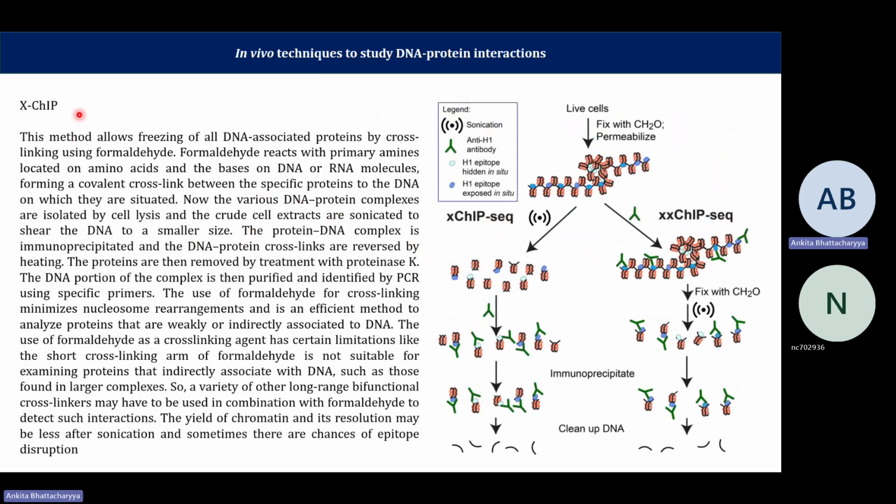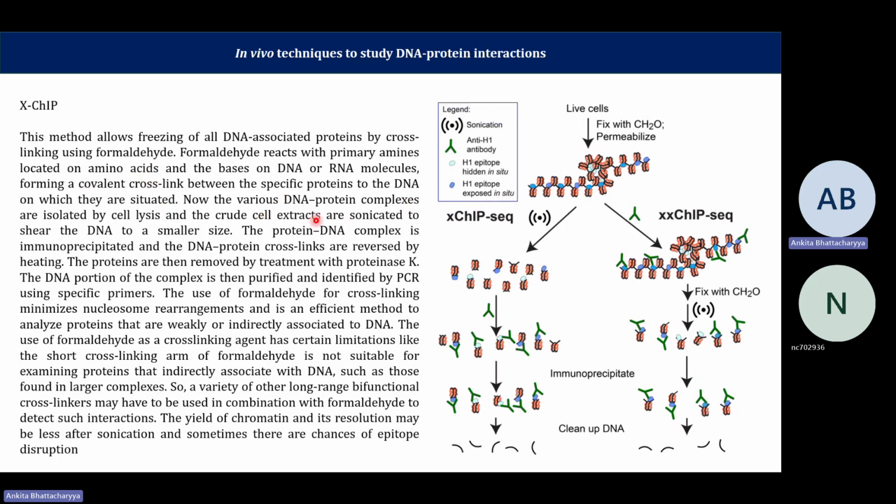We talked about X. We were just starting to talk about X-ChIP, which is a sort of subtype of chromatin immunoprecipitation. So this allows us to freeze all the DNA-associated proteins by cross-linking using formaldehyde. Formaldehyde, like I mentioned, is a chemical cross-linker which reacts with primary amines, which are located on amino acids, and it also interacts with DNA and RNA nucleotide bases, and forms a covalent cross-link between the two.